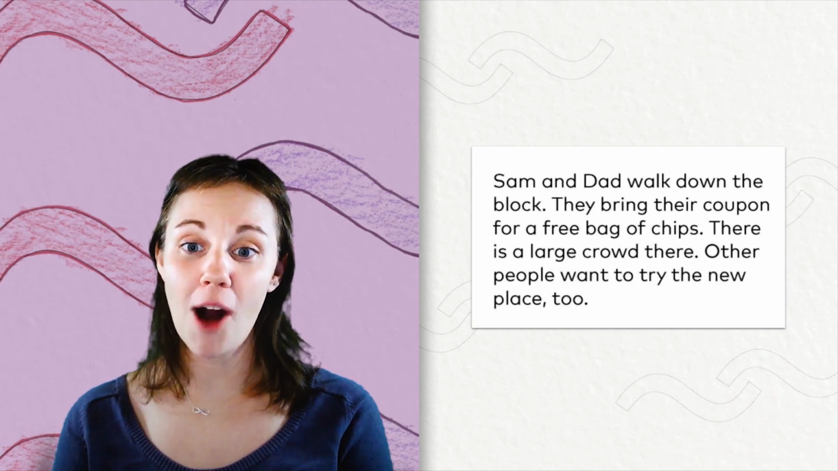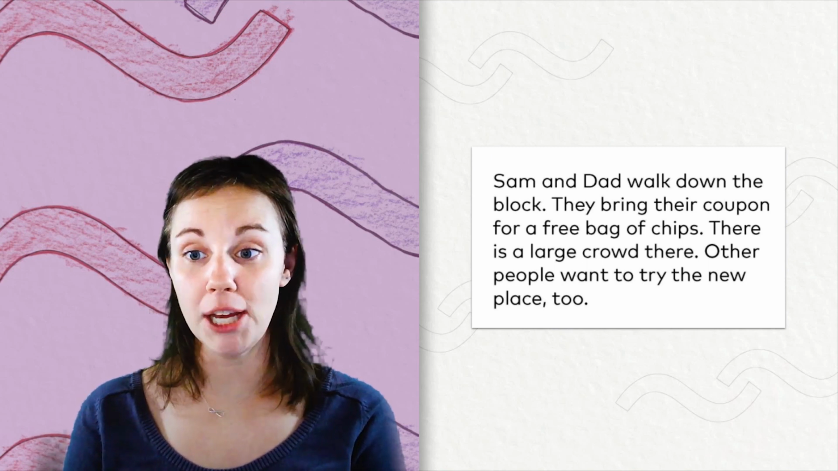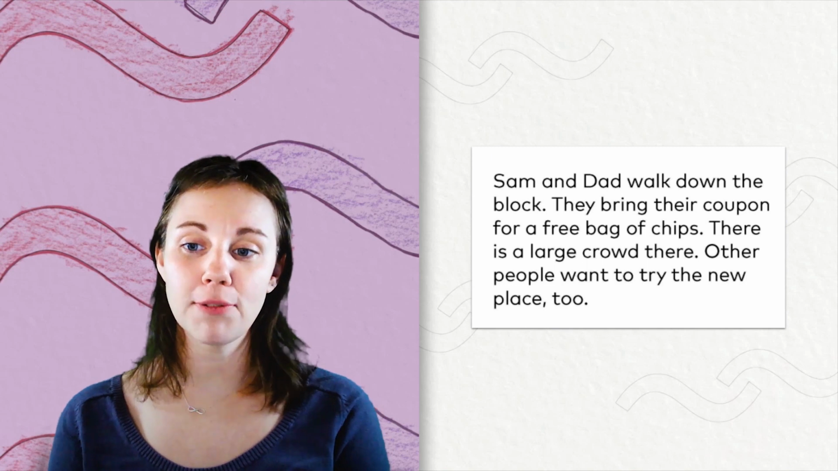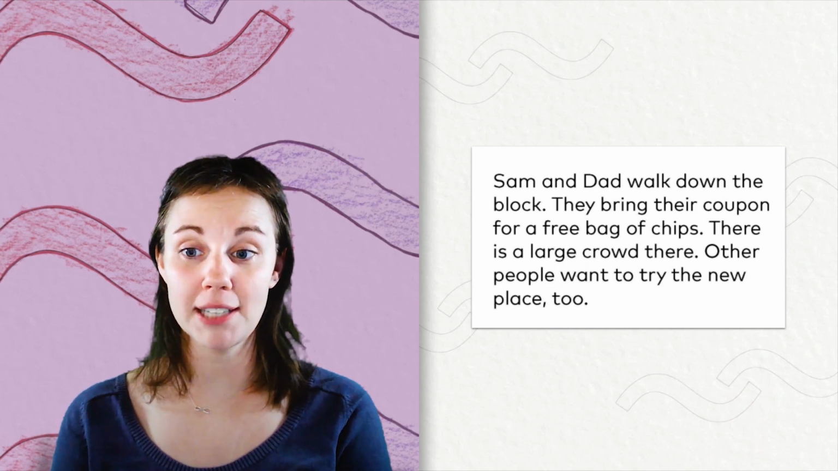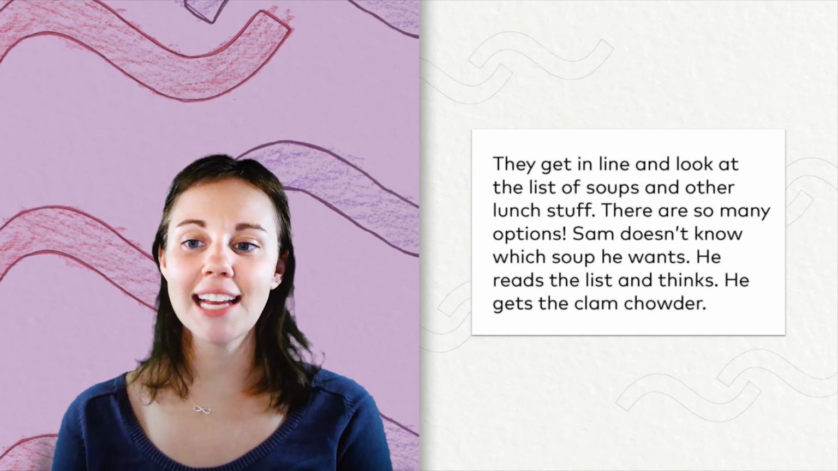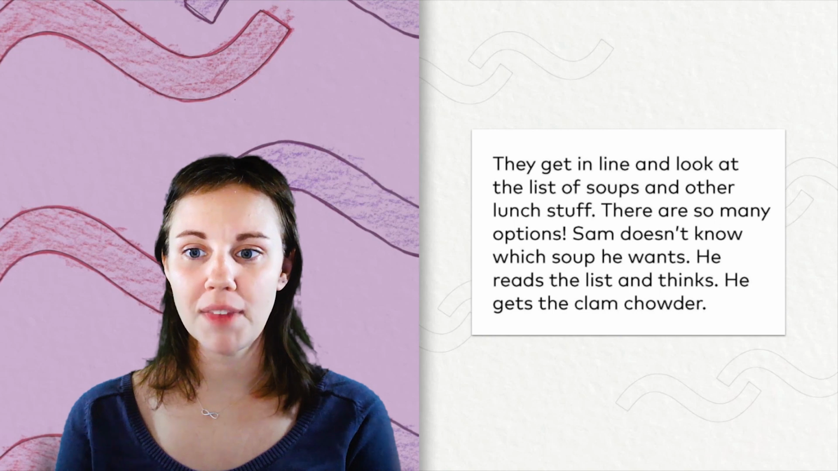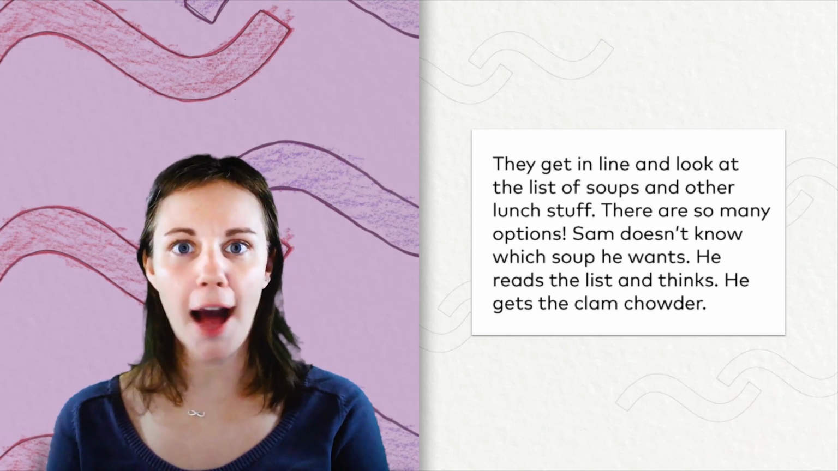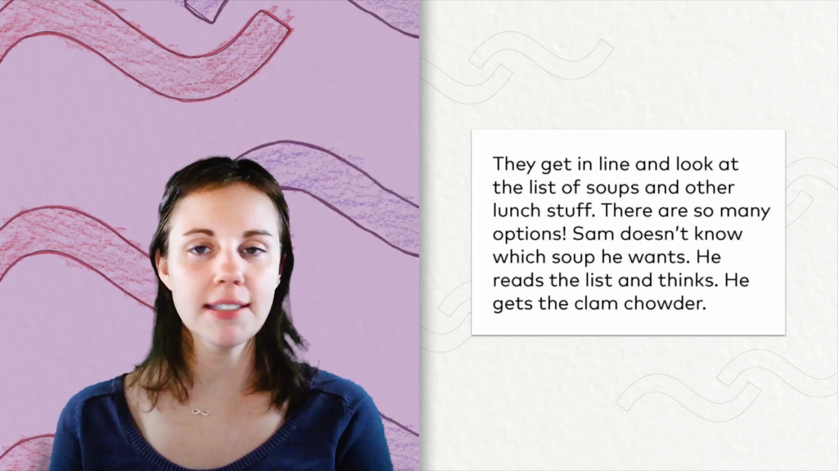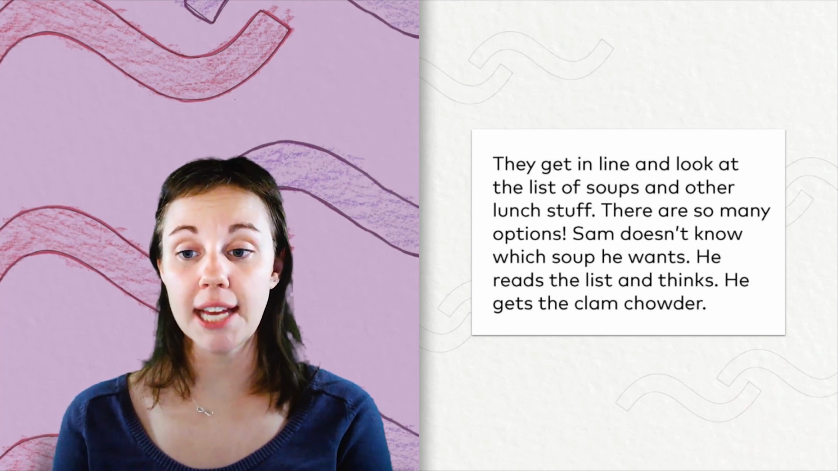Sam and Dad walk down the block. They bring their coupon for a free bag of chips. There is a large crowd there. Other people want to try the new place too. They get in line and look at the list of soups and other lunch stuff. There are so many options. Sam doesn't know which soup he wants. He reads the list and thinks.